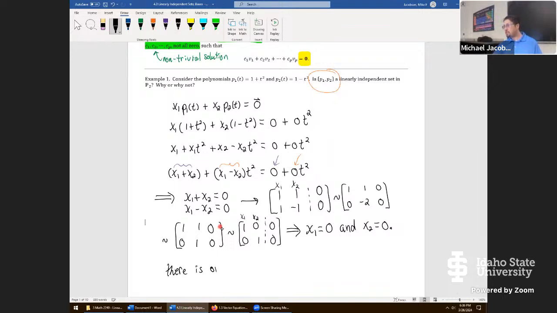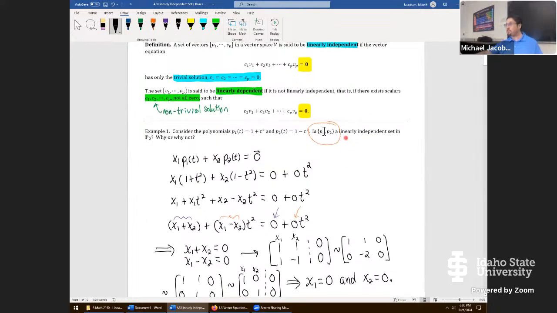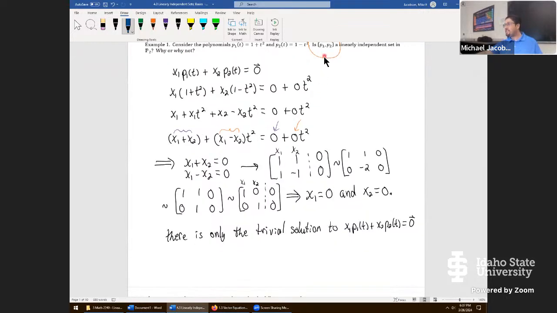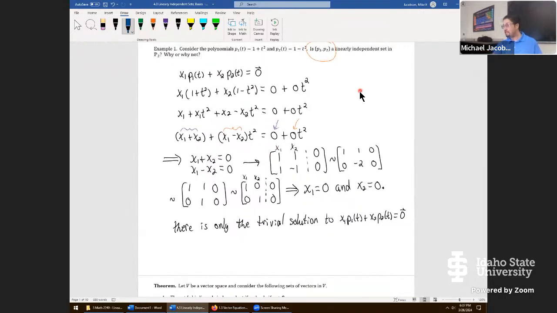In other words, there is only the trivial solution to x1 p1 of t plus x2 p2 of t equaling the 0 vector, the 0 polynomial in P2, that space here. Because there is only the trivial solution, this is what we mean by linear independence above, having, let me highlight that portion there. Only the trivial solution is important. I don't know why I neglected that. So now we get to say that set P1, P2 is linearly independent.